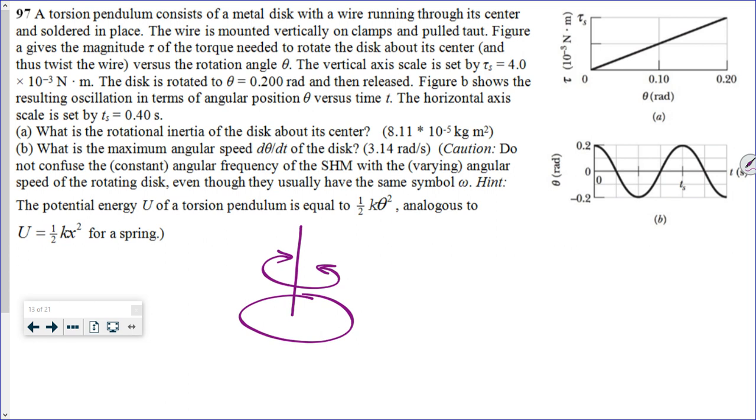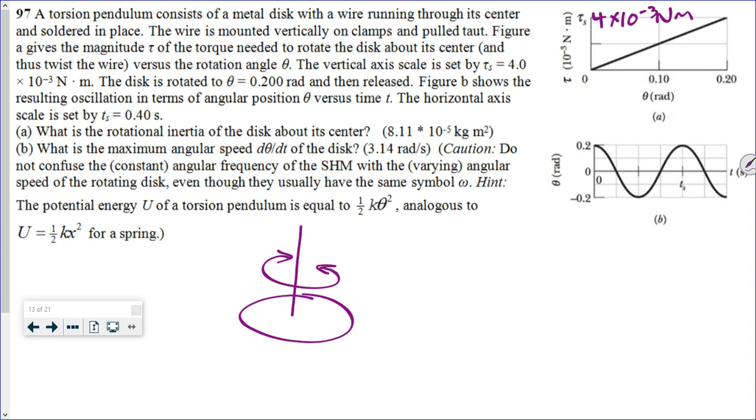Figure A gives the magnitude of the torque needed to rotate the disc about the center and thus twist the wire versus the rotation angle. The vertical axis is set by 4 times 10 to the negative third newton meters. Sorry, I think I said newtons per meter. Okay, so that's the top of the graph.